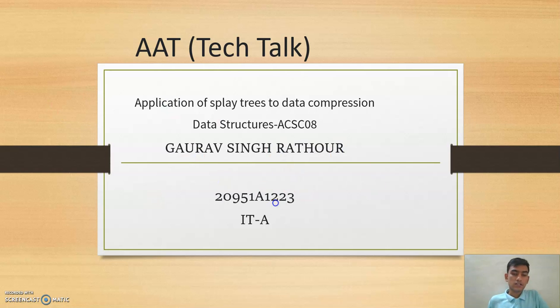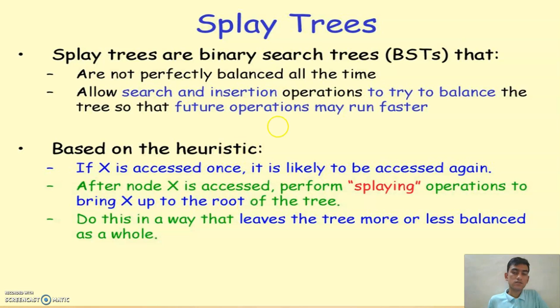So here we start. First we should know what splay trees are. Splay trees are basically binary search trees that are used to perform tasks like insertion, deletion, etc. It is not perfectly balanced at all times. Search and insertion operations try to balance the tree so that further operations may run faster.